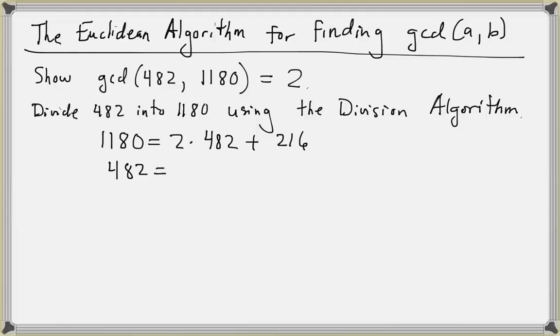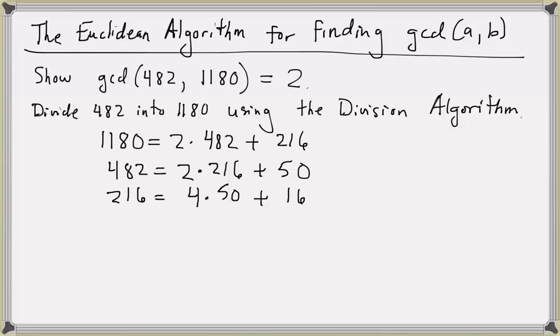I can divide 216 twice into 482. So 482 is 2 times 216 plus a remainder of 50. And then I'm going to repeat. Now I'm going to use the new remainder 50. I'm going to divide it into the previous remainder 216. So 216 equals 4 times 50 plus a remainder of 16.